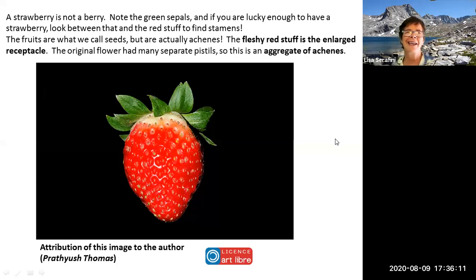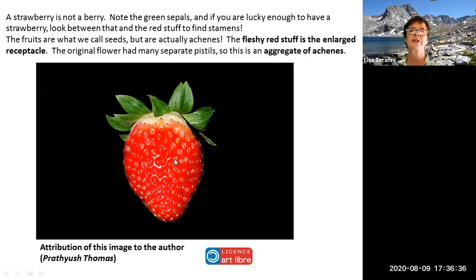Okay, I hate to burst the bubble. Strawberries are not berries. A lot of things we call berries are not berries. So notice we have green sepals here. And if you look between those and the rest of this red fleshy thing, you may see the stamens. And then you have this red fleshy thing and then these things that we call the seeds.